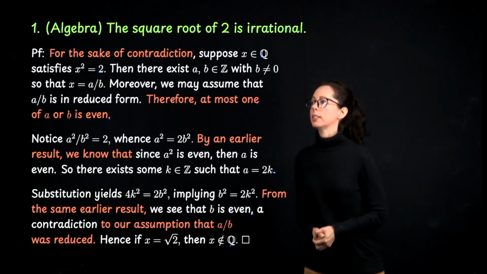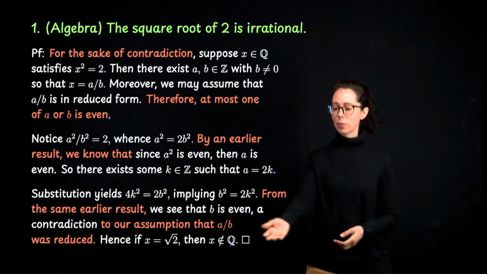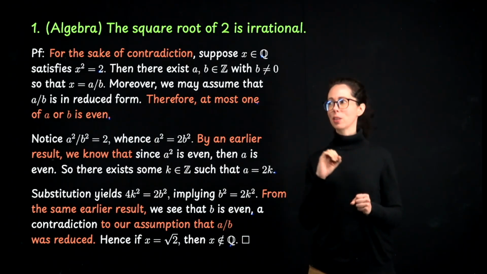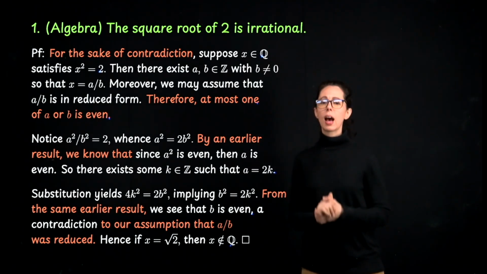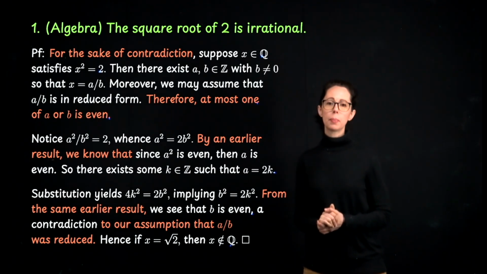Sticking with conventions, I'm opening with PF and closing with this box down here to tell my reader that the proof starts and ends in specific locations. I want the reader to follow. I don't want to be mysterious.